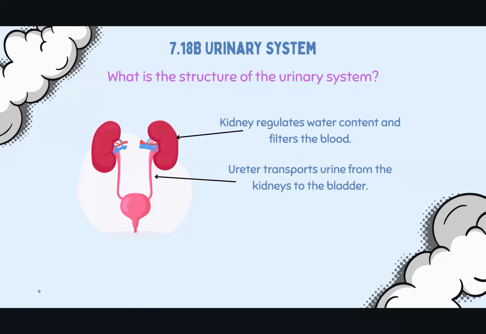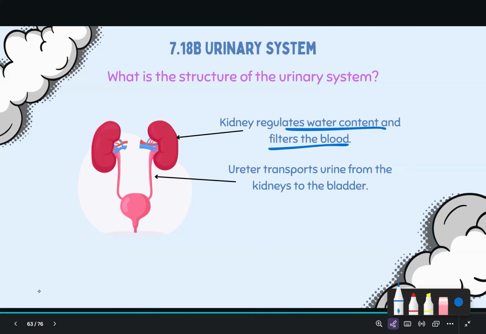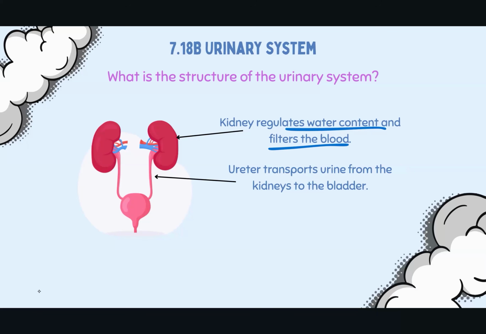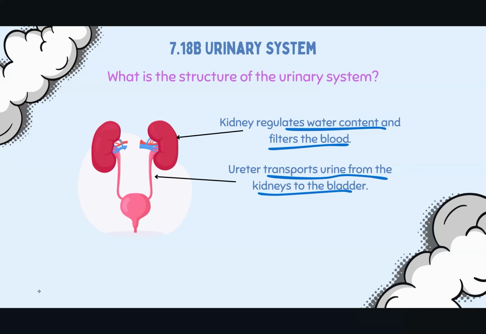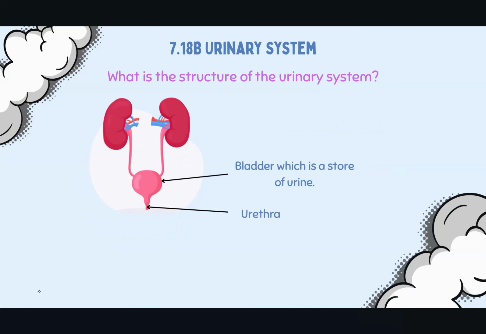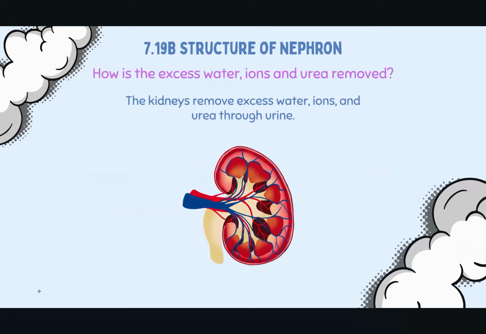Now, the function of the kidneys: they regulate water content and they filter the blood. So they remove poisons and toxins from the blood, and they also regulate the amount of water. So excess water enters through the kidney into the bladder. So the ureter transports urine from the kidneys to the bladder. The bladder fills with that urine and then it's urinated out. But a lot of the poisons and toxins in our body end up in that urine, and then they're excreted. So the bladder is a store of urine, and then we've got the urethra through which we remove those toxins.